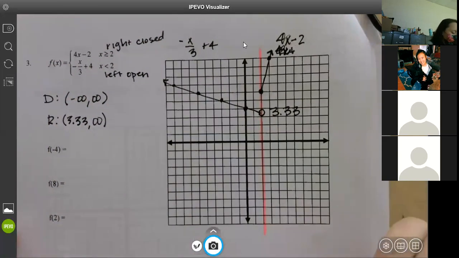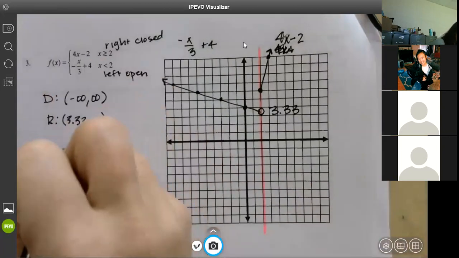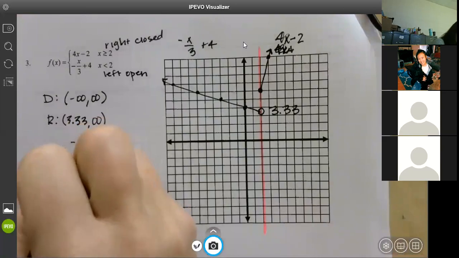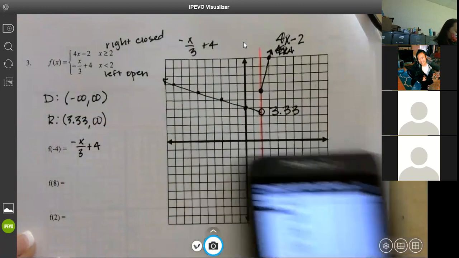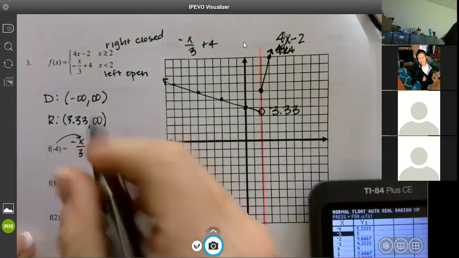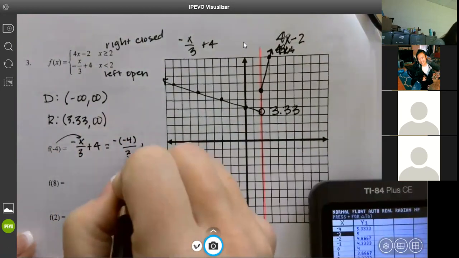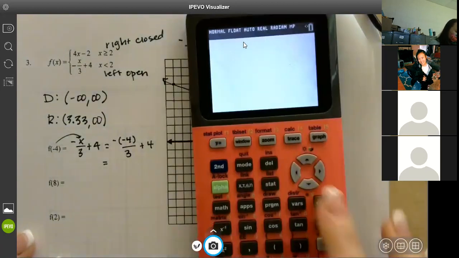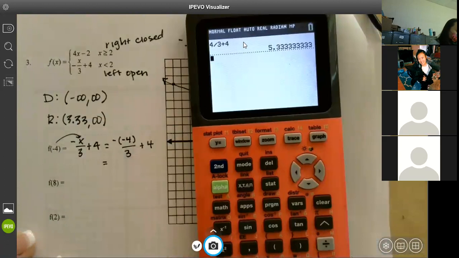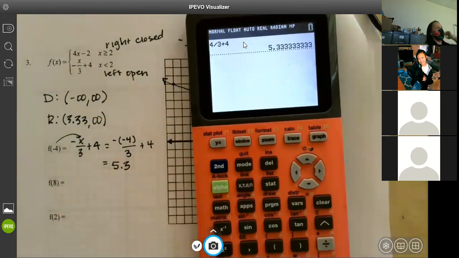To evaluate, pick the function. So negative 4 is less than 2. So we plug in that coordinate, negative 4 over 3 plus 4, gives us, you can do it a bunch of different ways, positive 4/3 plus 4 is 5.3 repeating, you can just put 5.3.